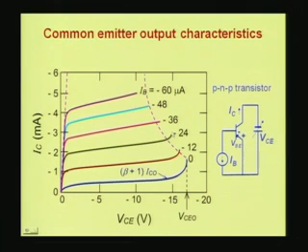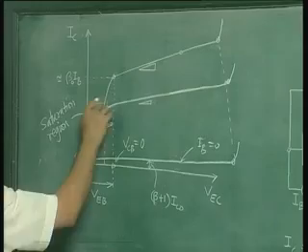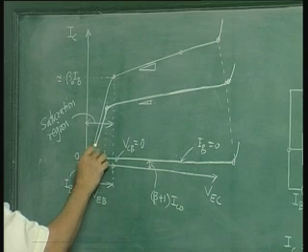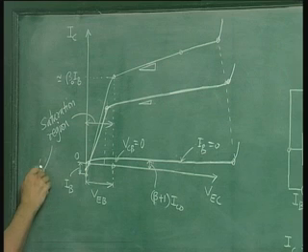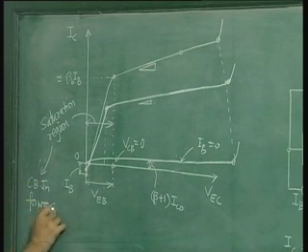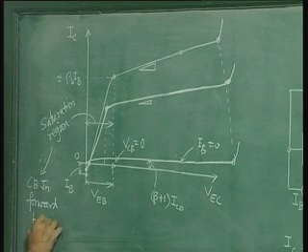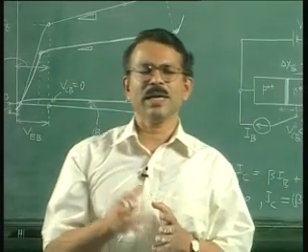Before we do that, let us shortly discuss why this region is called the saturation region. Why the word saturation? The reason for using the word saturation is very simple. In this region here, the collector base voltage is such that the collector base junction is forward biased. So in the saturation region, the collector base junction is forward biased. Now when the collector base junction is forward biased, you have a large number of excess carriers injected into the collector.